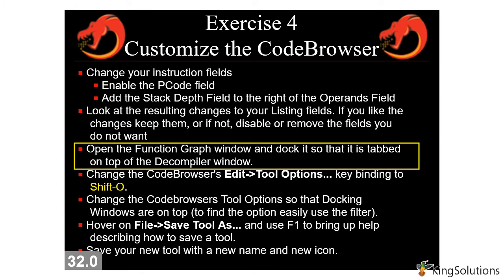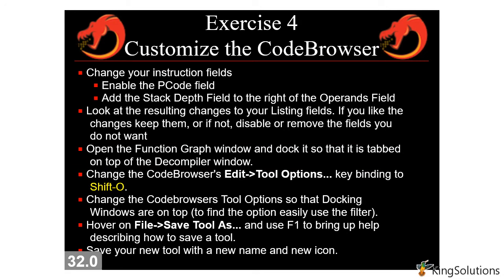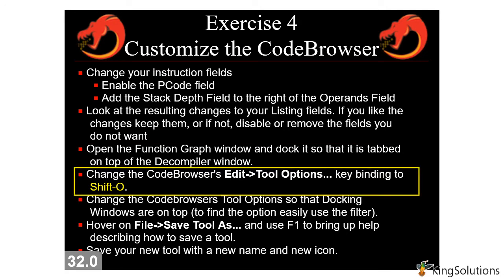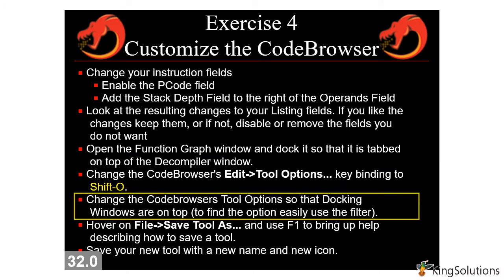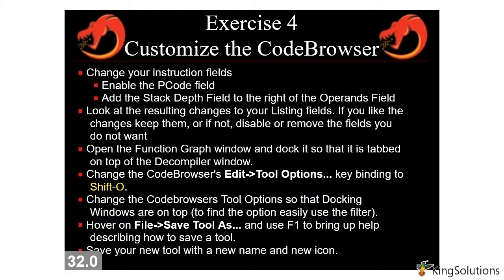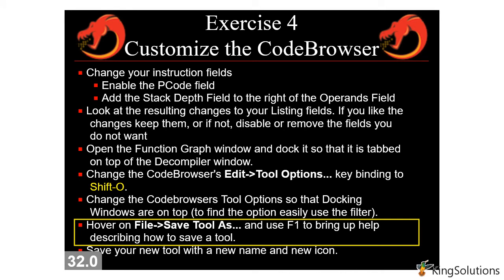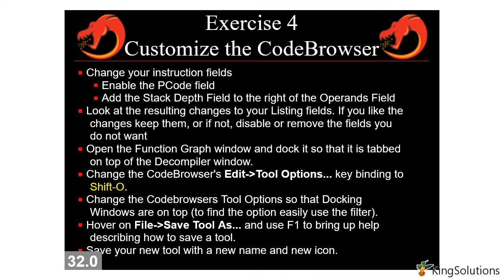Open the function graph window and dock it so that it is tabbed on top of the decompiler window. Change the code browser's edit tool options key binding to Shift-O. Change the code browser's tool options so that docking windows are on top. To easily find the option, try using the filter. Hover on File Save Tool As, and use F1 to bring up help describing how to save a tool. Save your new tool with a new name and new icon.